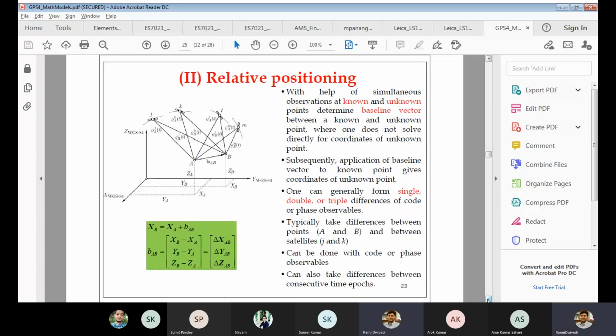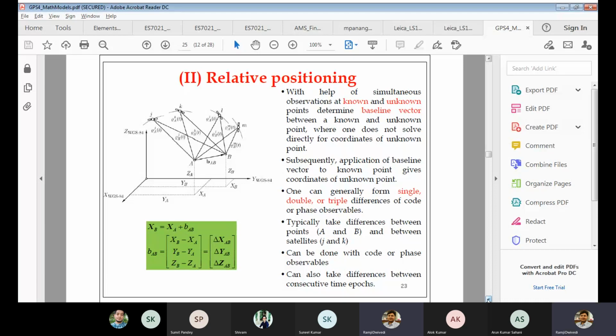ओके, चलिए अब रिलेटिव पोजिशनिंग के प्रिंसिपल को समझते हैं. Now the relative positioning is very simple in terms that you have a base, you have a rover, and you have a common pair of the satellite. The objective of having common pair of the satellite is that the common observation between A and B or a common error sources will cancel out if we subtract them.